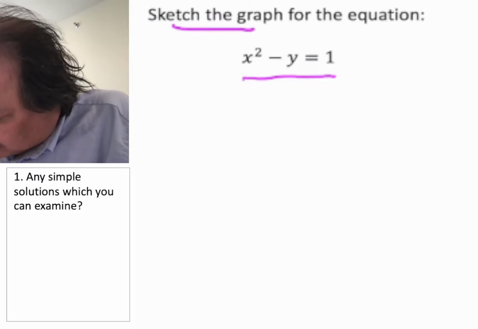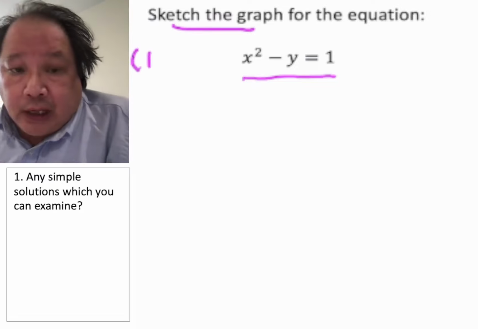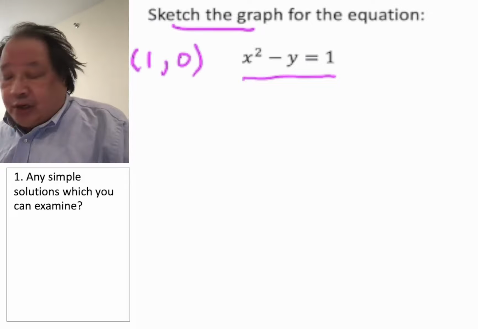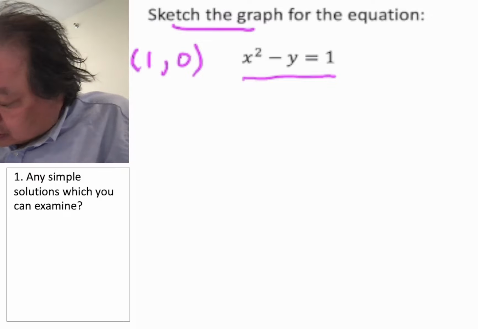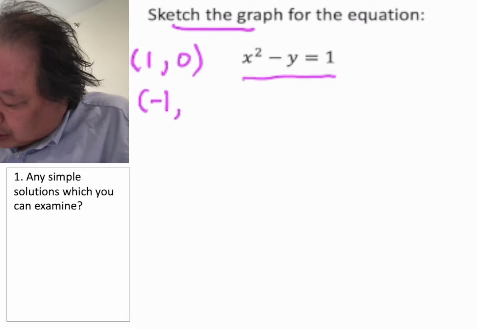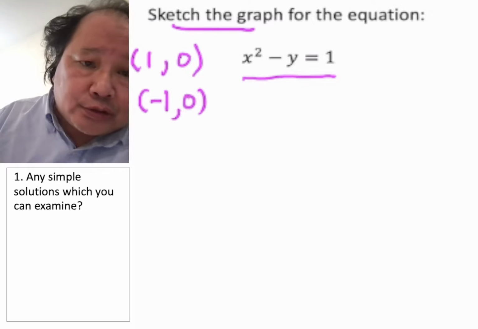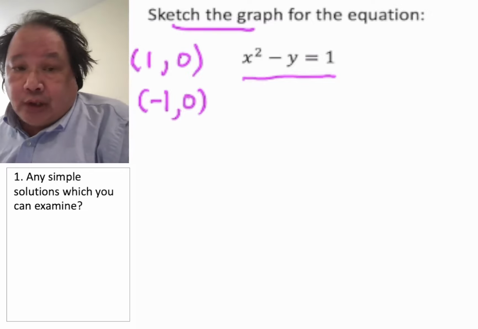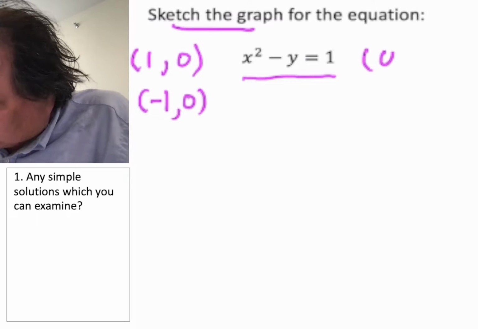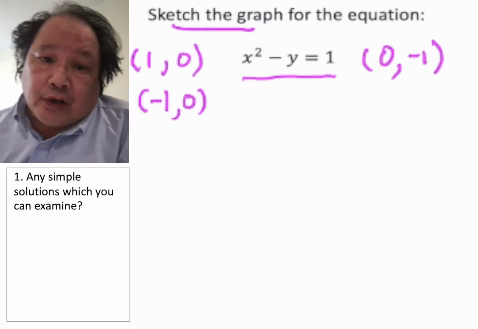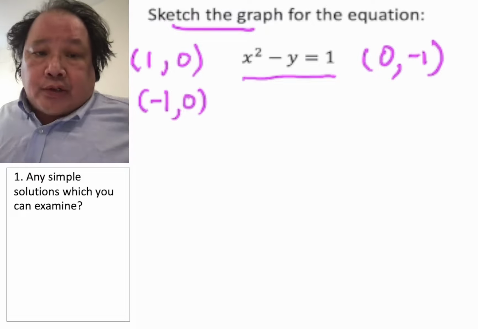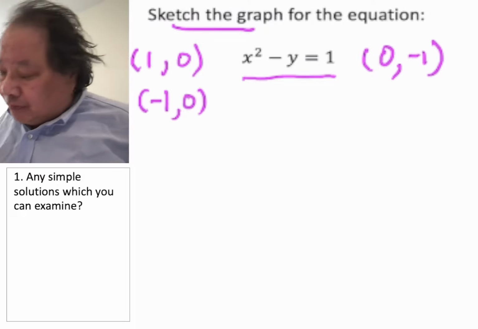For example, if I were to make x 1 and y 0, then 1 squared minus 0 is 1. That's a solution. Or I can make x minus 1 and y 0. Minus 1 squared minus 0 is again 1. And the third simple solution I could find is x is 0 and y is negative 1. So there we have negative of negative 1, which is 1, a third simple solution.